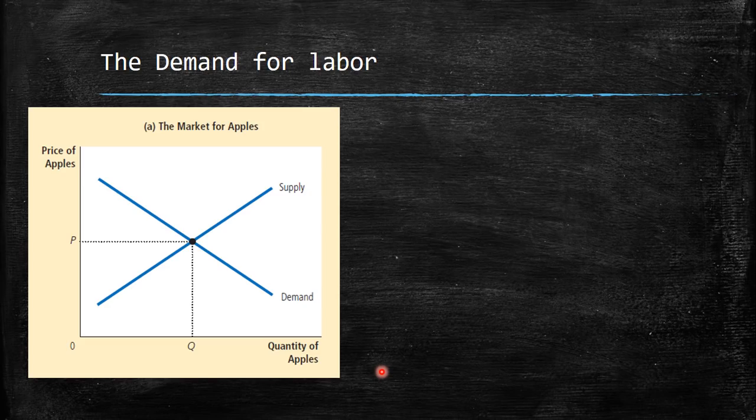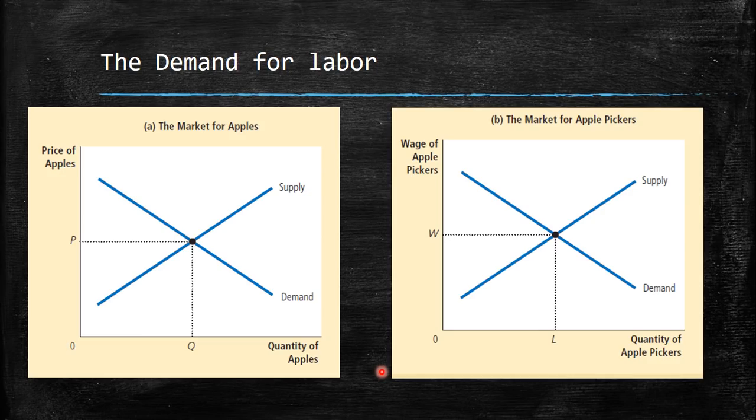Okay, then when we talk about the factor of production, it is what we consider a derived demand, because it will depend on the market for apples. So then, here we have the other graph, which is the market for apple pickers.